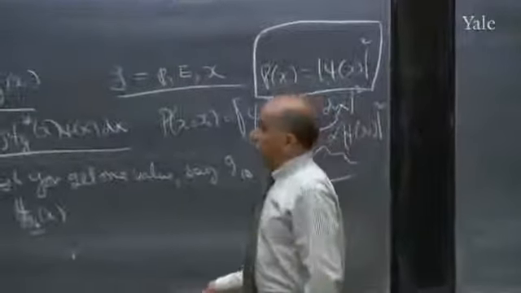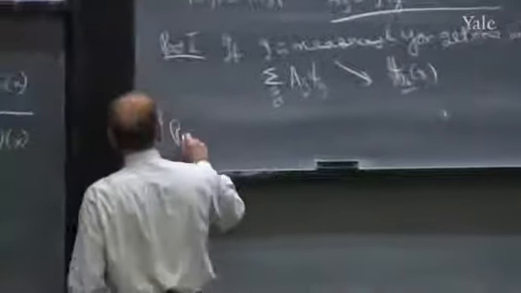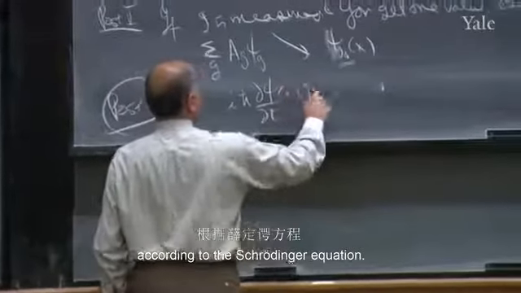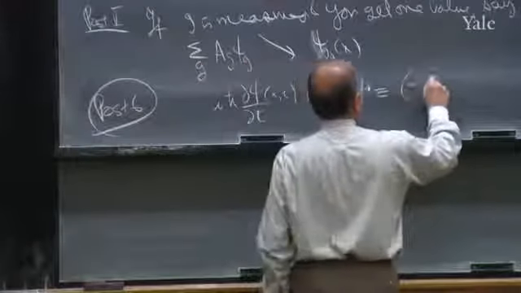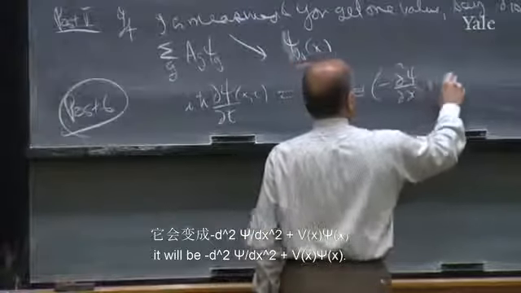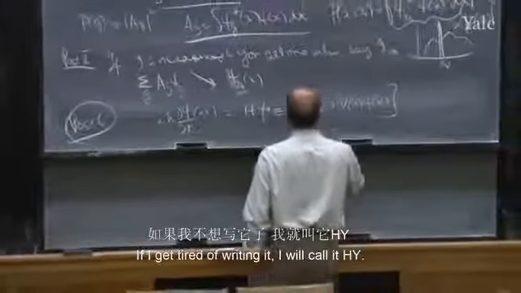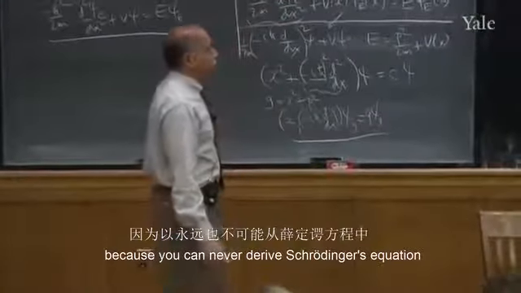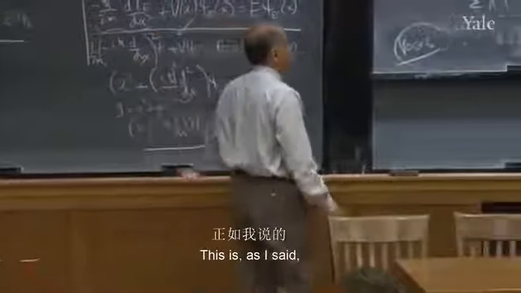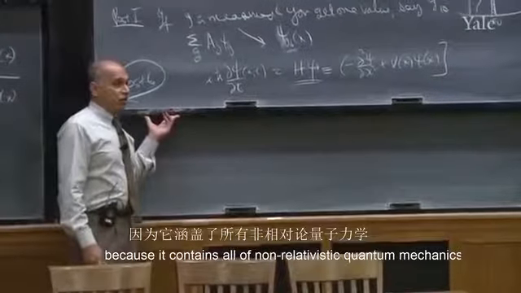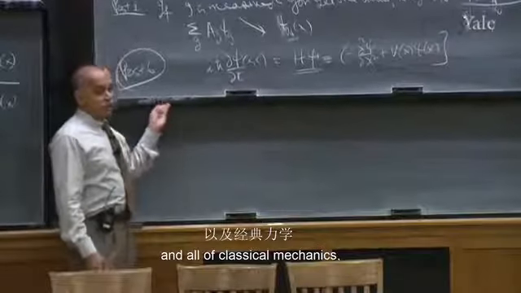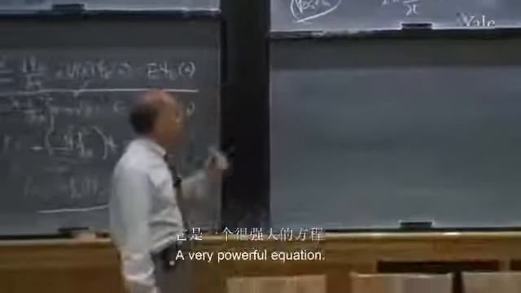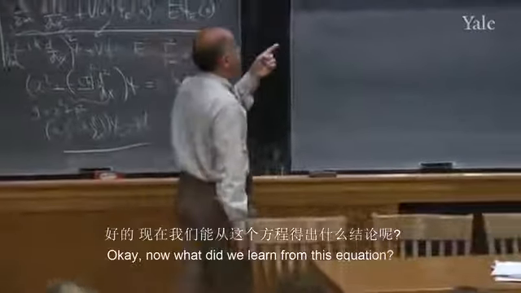In the last equation, last postulate, all-important postulate 6, it says that the state changes with time according to the Schrödinger equation. I'm just going to call it H psi, but from now on, it'll be minus d2 psi over dx squared plus V(x) psi(x). If I get tired of writing it, I will call it H psi. That's, of course, a postulate, because you can never derive Schrödinger's equation any more than you can derive Newton's laws. This is, as I said, one of the most powerful equations in modern physics, because it contains all of non-relativistic quantum mechanics and all of classical mechanics and all of solid-state physics and superfluids and superconductors. Everything comes from this equation. Very powerful equation.